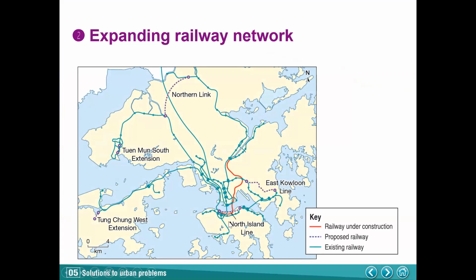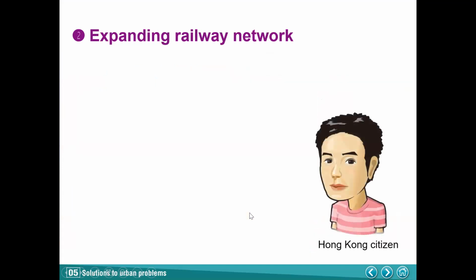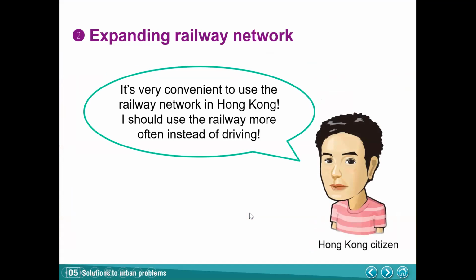And the government is going to expand the railway network further. So new railway lines are planned to further improve traffic in the future. And this is the Sha-Tin Central Railway Line. And with an expanded railway network, Hong Kong people will find it more convenient to use the railway network, and they will use the railway more frequently instead of driving.